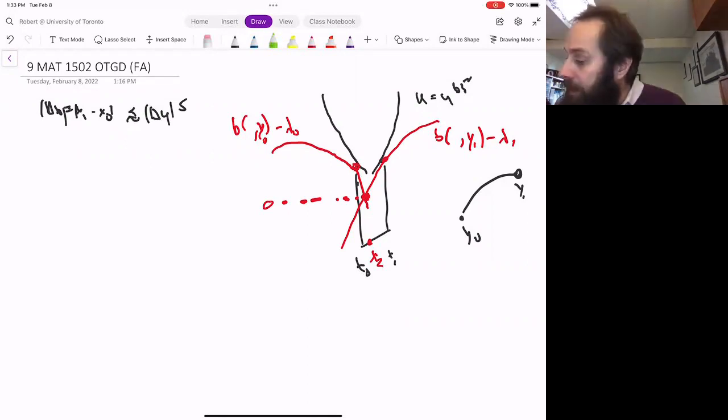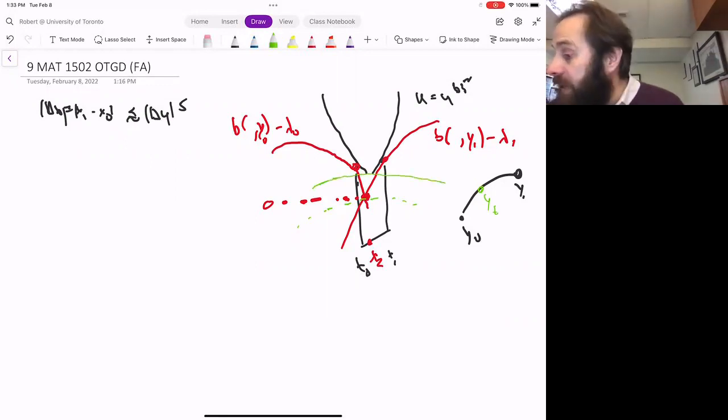And then as we slide yt between y0 and y1, there's a corresponding b that goes through here. I draw it like so. But we bump it up to here to make it just touch u at x2.